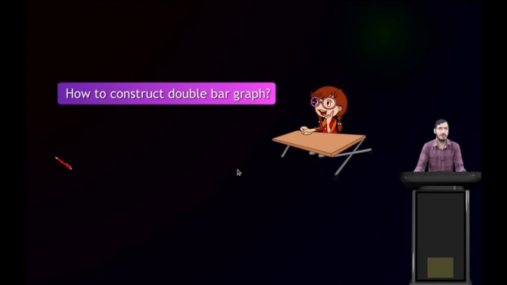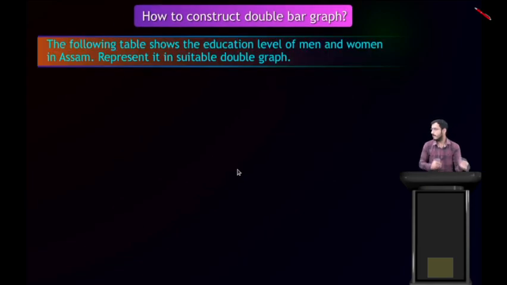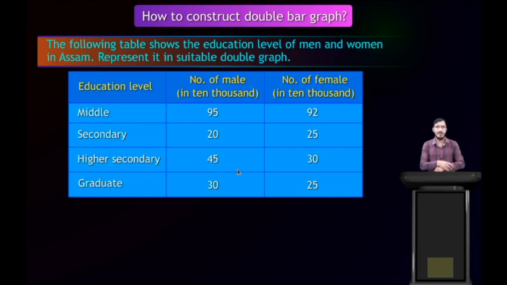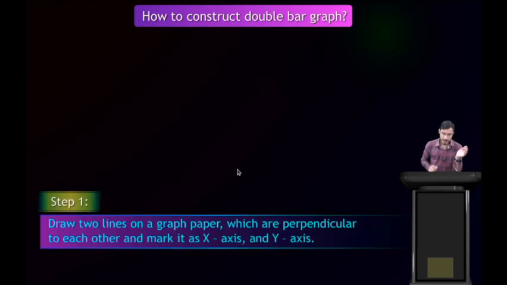Okay, so how to construct a double bar graph? So let's see. The following table shows the education level of men and women in Assam. So represent it in a double bar graph. Here you can see education level: middle, secondary, higher secondary, and graduate, and number of male and number of female in 10,000. Okay, so we construct a double bar graph here.